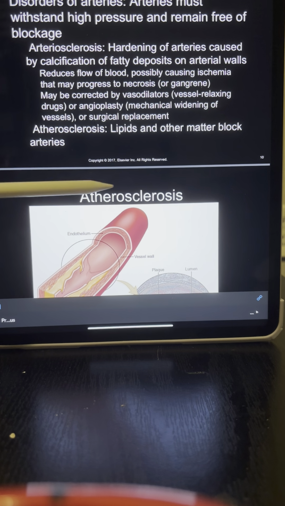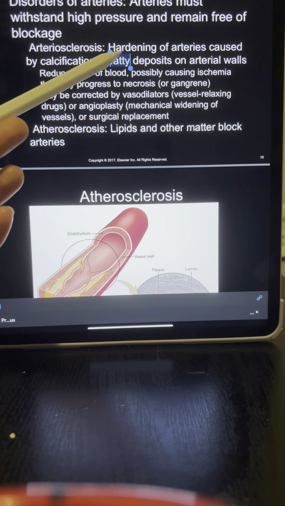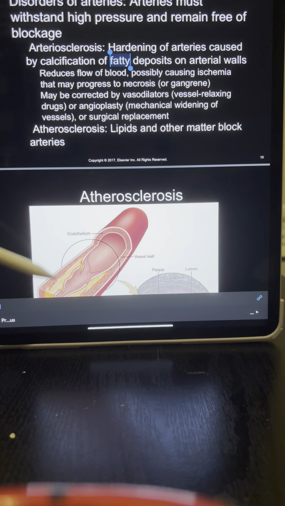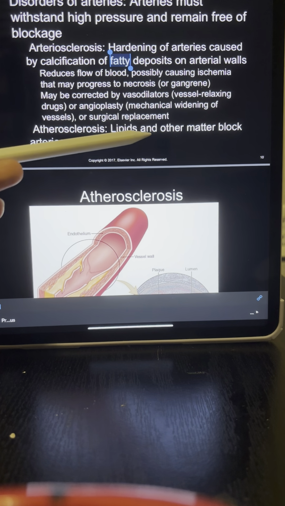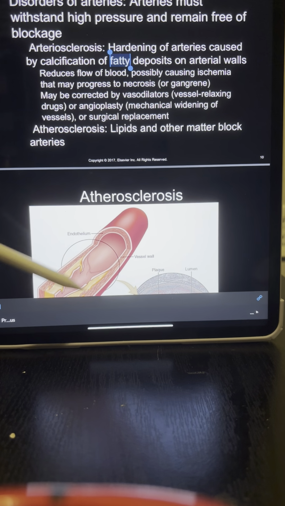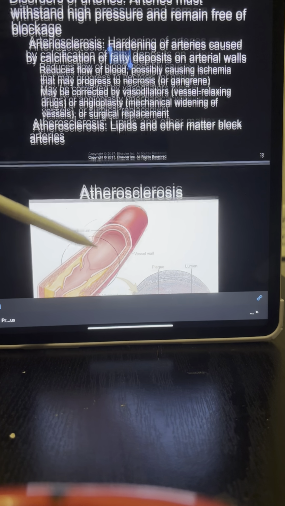Atherosclerosis is when lipids and other matter block the arteries, so same thing. Arteriosclerosis is hardening, and that's because this turns hard. Atherosclerosis is when it's blocking, but maybe it's not hard.